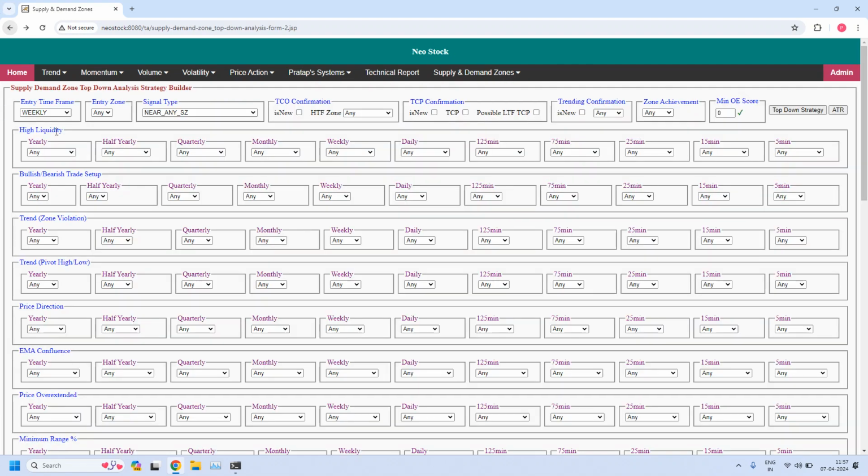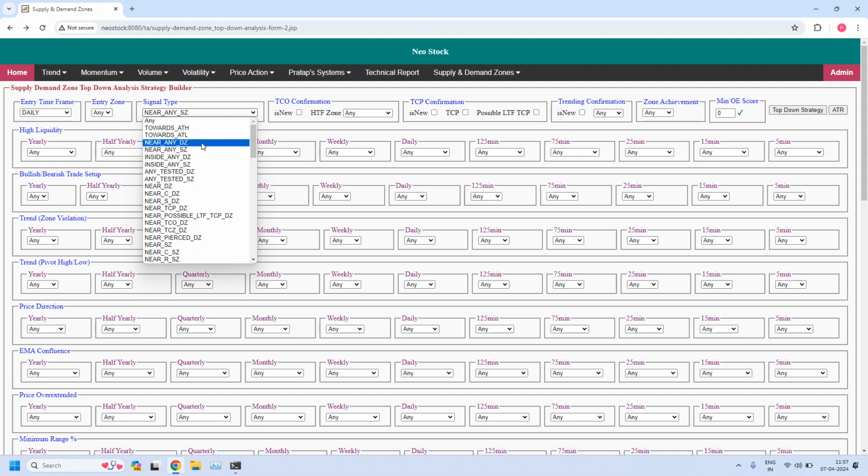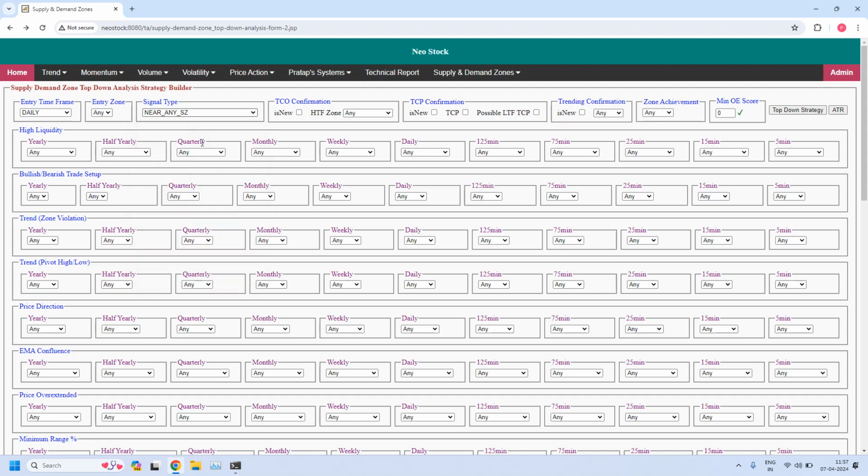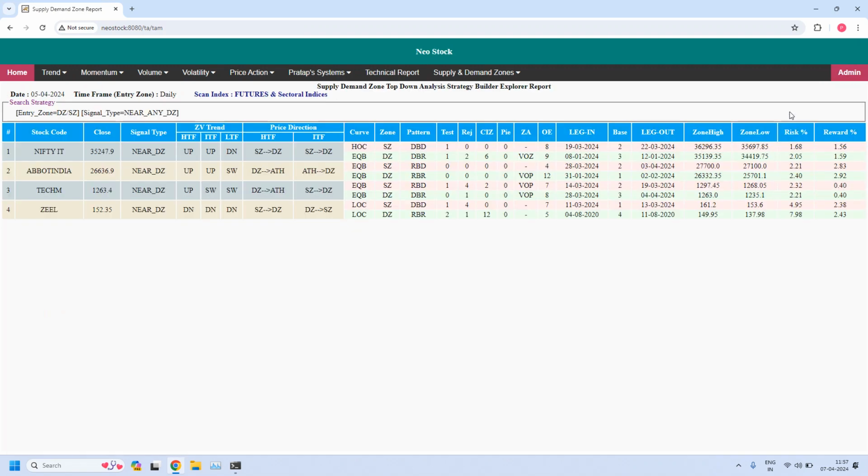So I'm going back, changing the time frame to daily. Entry time frame is daily. Let us find the stocks near daily demand zone. So these 4 stocks are filtered. Let us check any high liquidity demand zones. No, we don't have any high liquidity demand zones from this daily time frame.